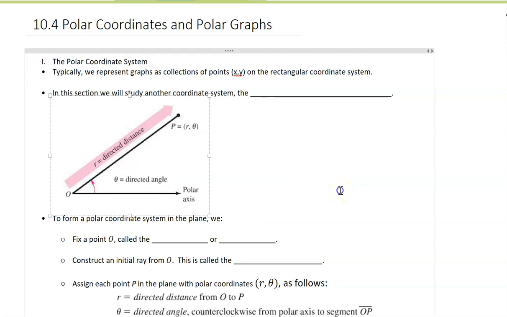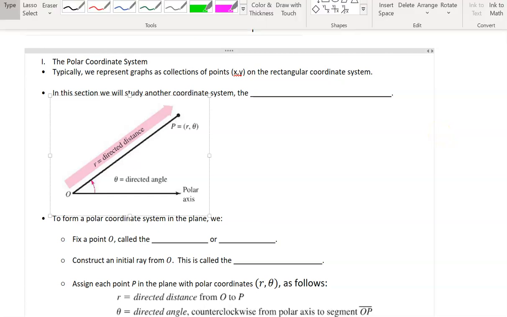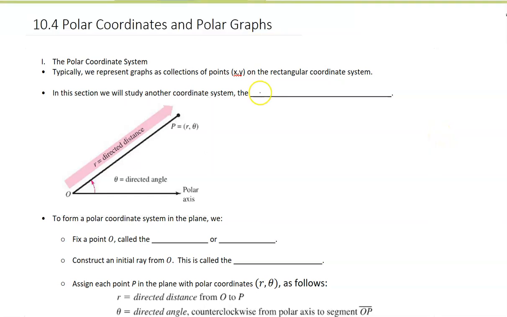So typically you're used to representing graphs as a collection of points (x, y) on the rectangular Cartesian coordinate system that looks like a grid. But in this section we're going to study another coordinate system that you can use, and it's called the polar coordinate system. So the polar coordinate system is based on angles in circles.